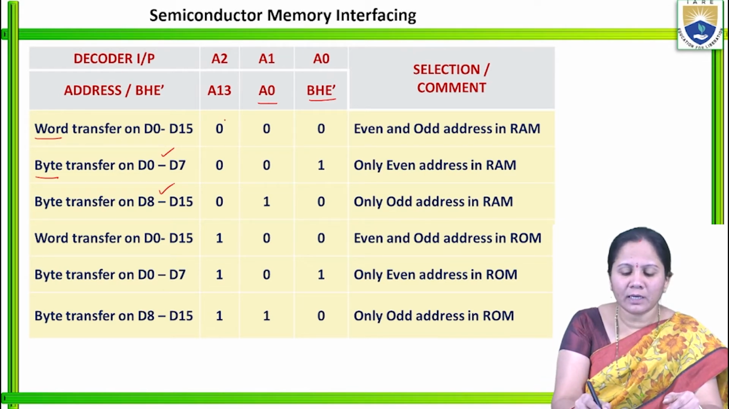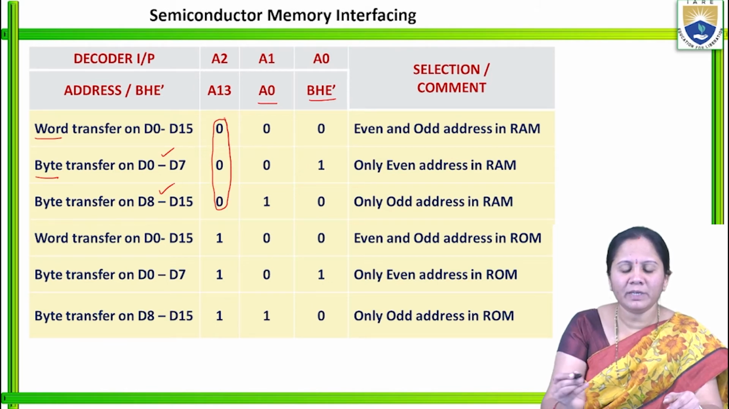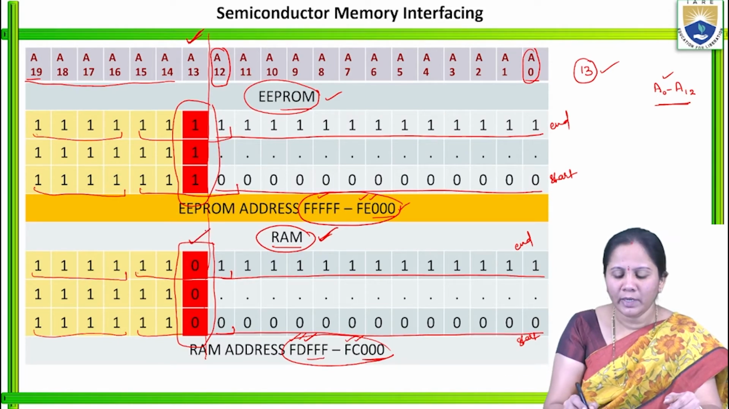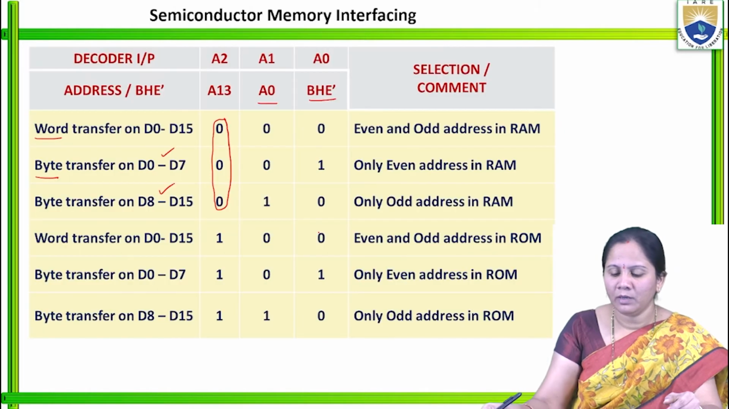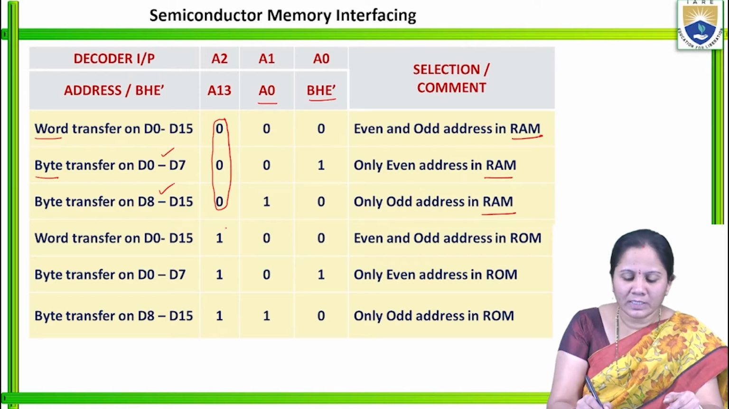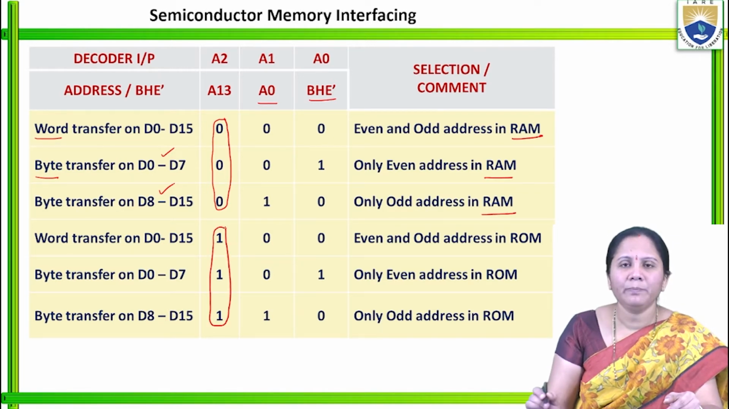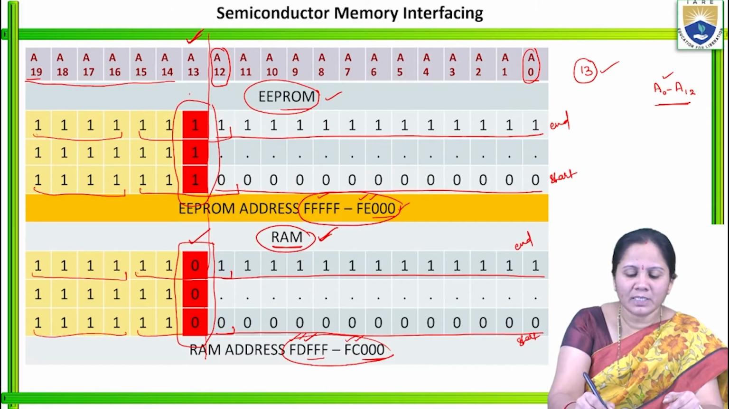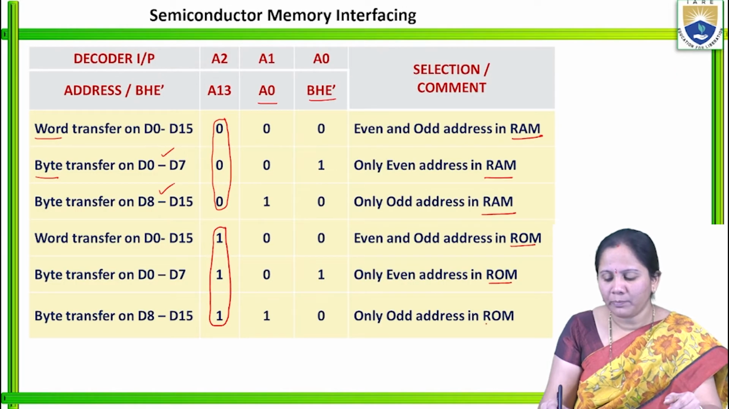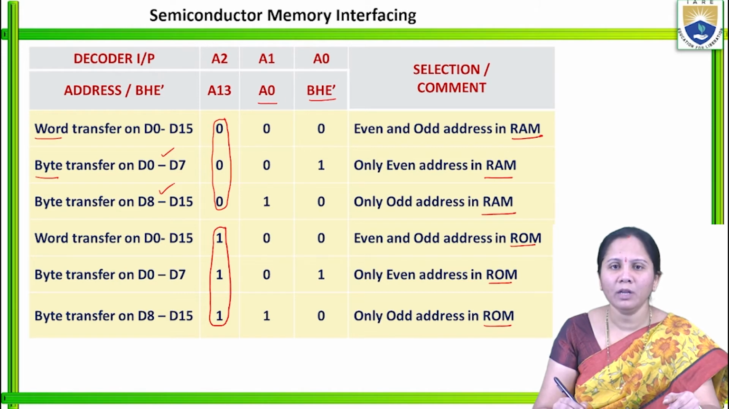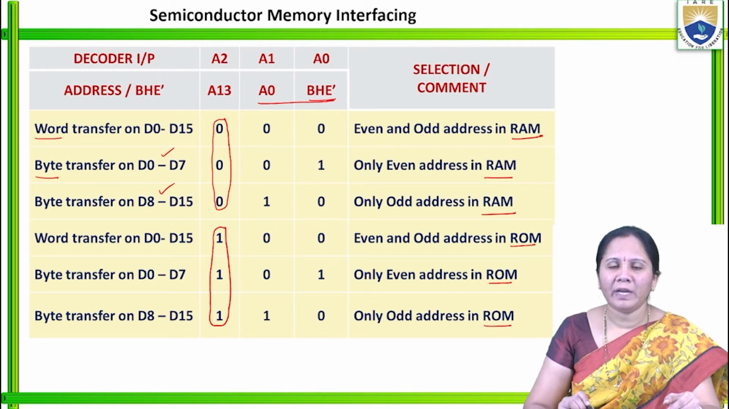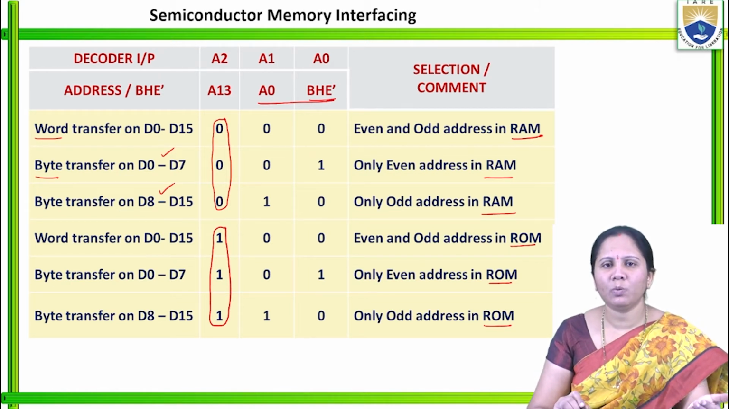And here this is the A13 bit. If this A13 bit is kept as 0, it will be indicated as RAM. If this A13 bit is indicated as 1, it will be considered as ROM. So this A13 bit will decide whether RAM or ROM. This A0 and BHE bar will decide whether word transfer or byte transfer. If it is byte transfer, whether it is lower byte or higher byte.